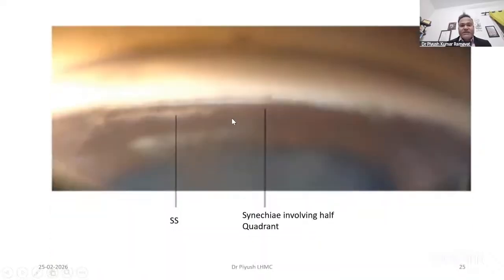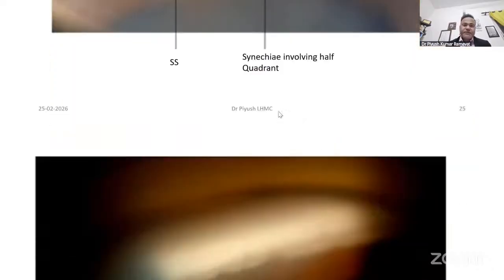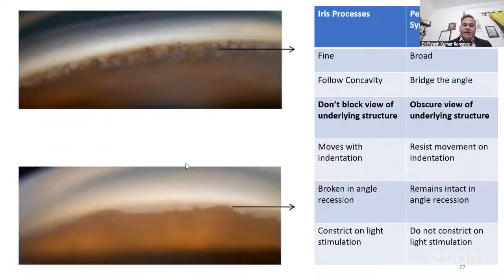On the closed angle, none of the structures is visible. In the same quadrant also, on the left hand side you can see the scleral spur is visible, but on the right hand side it is obscured by the broad based synechia. These are the goniosynechiae. You need to differentiate between the iris processes and the synechiae. Iris processes will be fine. They will follow the concavity and don't block the view of underlying structures, whereas synechiae are broad and they bridge the angle and obscure the view.